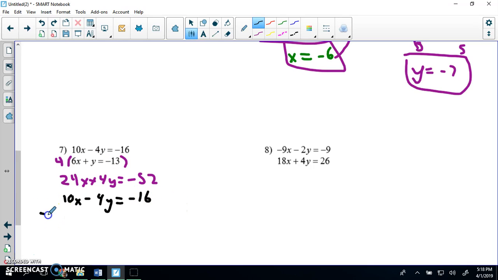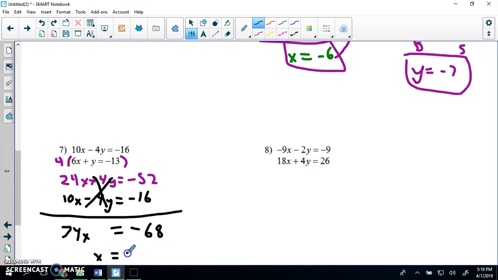And now if I combine them, that positive 4x and the negative 4x are gone. And I have 34x equals a negative 68, which we all know x would equal then -2. Okay. And then you can plug in -2 into one of these. I don't care. All right. So that's how you do elimination.